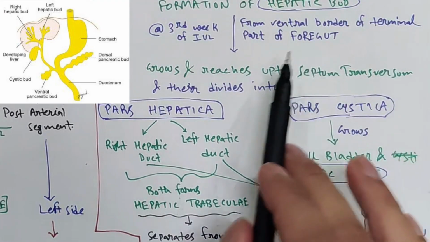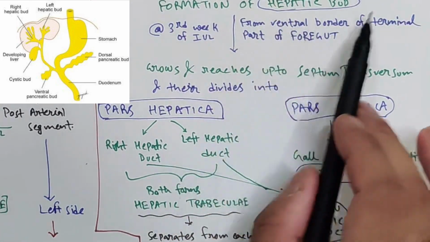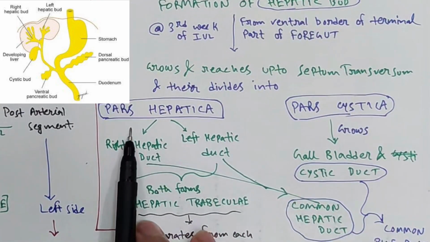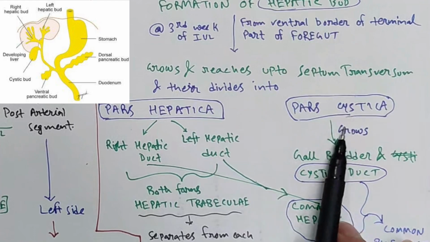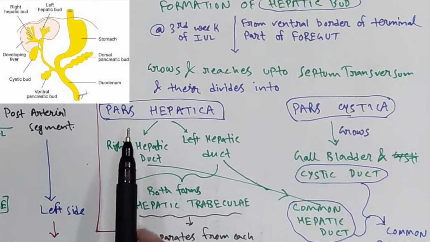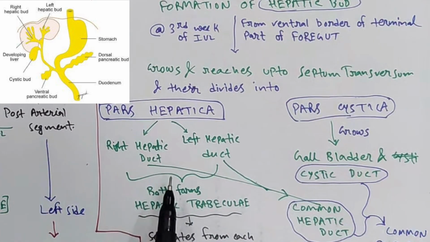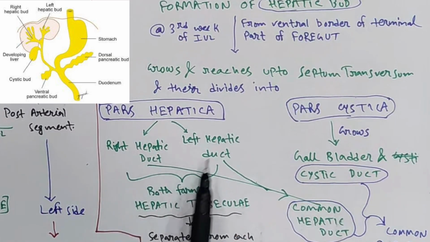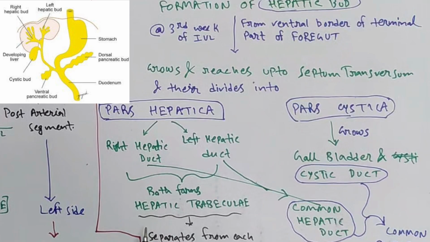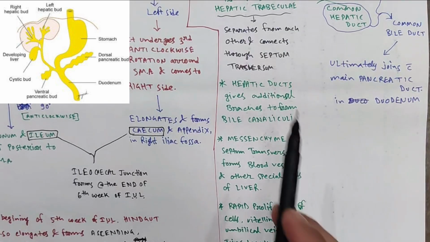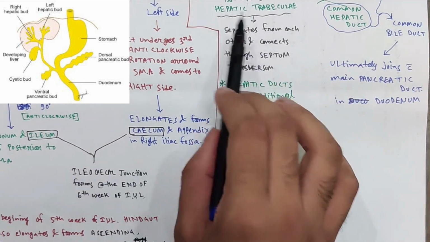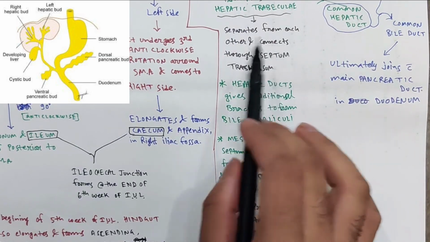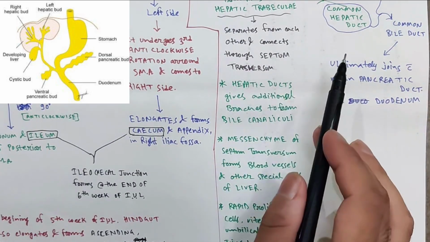At the region of the septum transversum, this hepatic bud divides into pars hepatica and pars cystica. This pars hepatica again divides into the right hepatic duct and left hepatic duct. Now these two hepatic ducts combined form the hepatic trabeculae. After formation of the hepatic trabeculae, they separate from each other and connect through the septum transversum again.